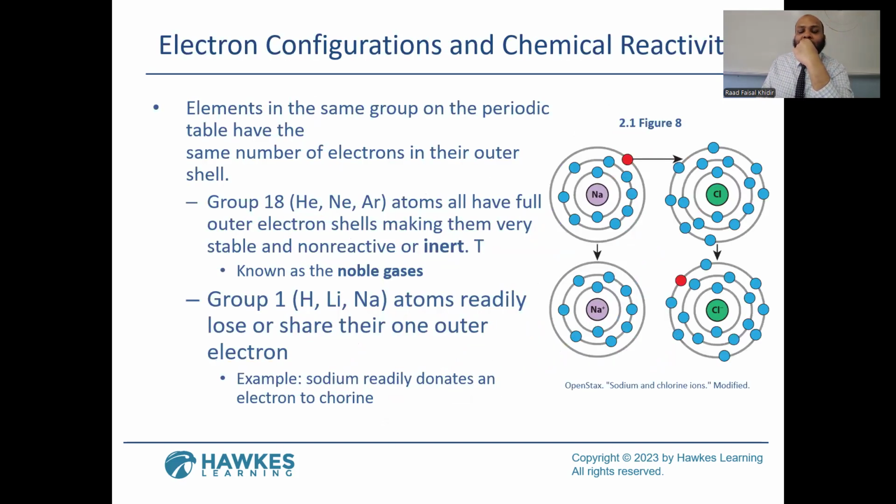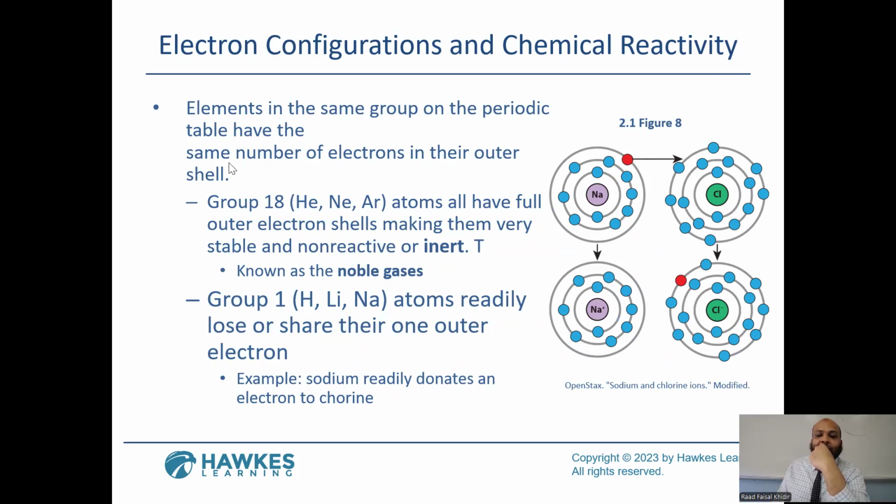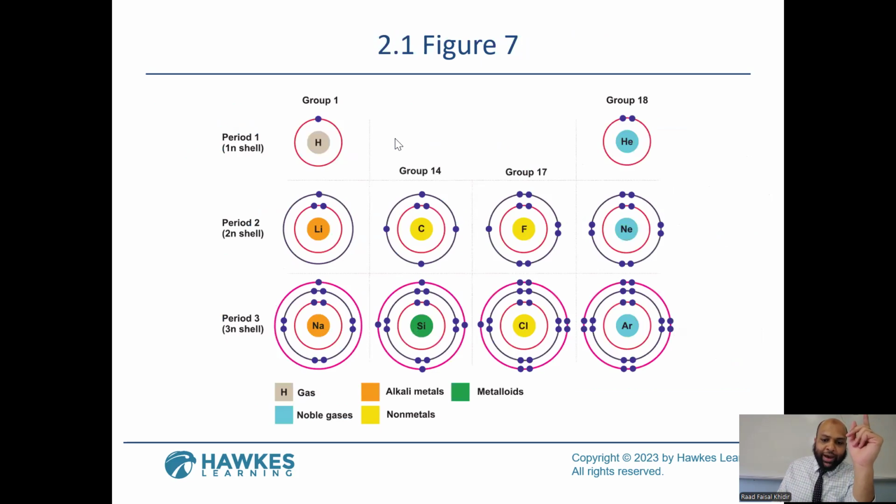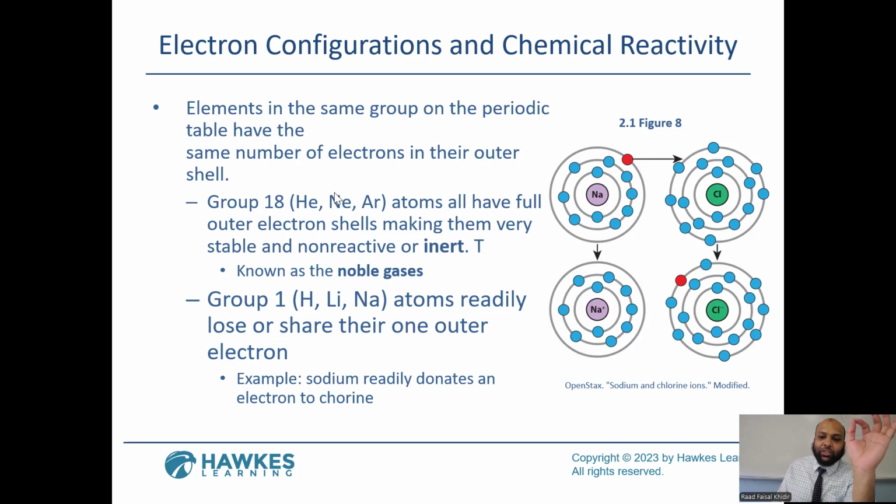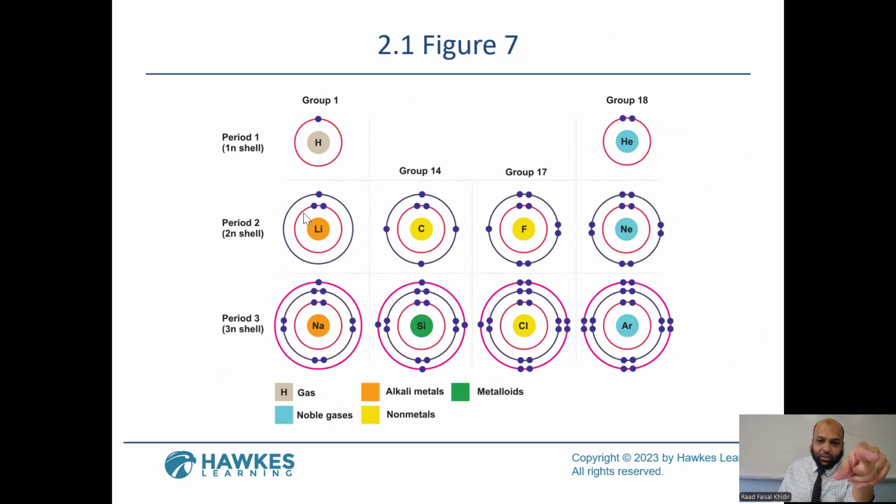So these are electron configurations and reactivity. Elements in the same group on the periodic table have the same number of electrons in their outer shell. If you are in the same group, you have the same number of electrons on the outer shell.